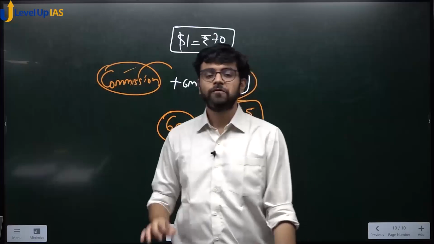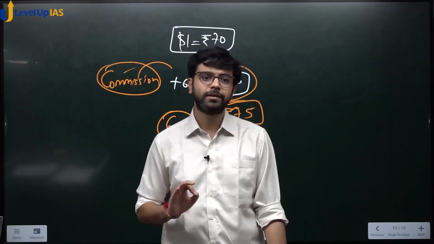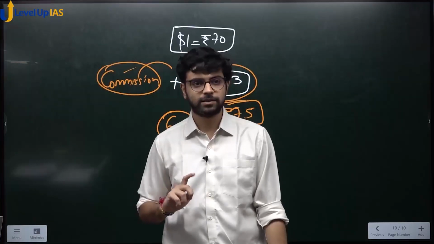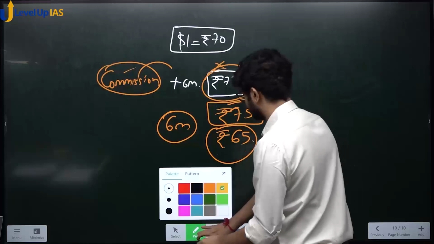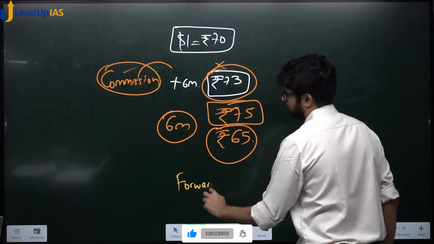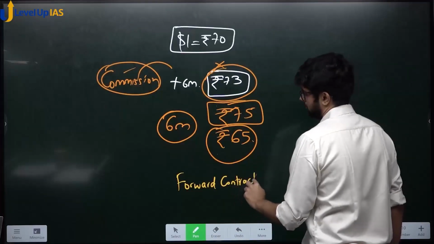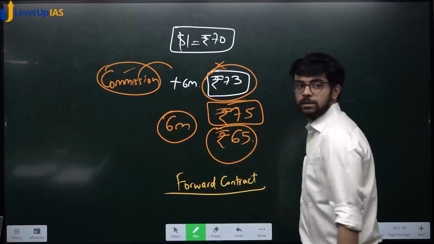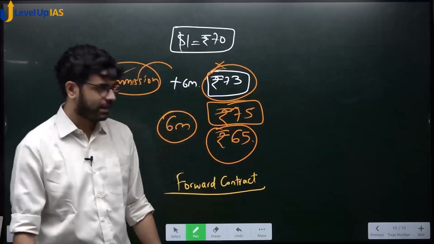Okay? When am I agreeing to the rate? Today or after 6 months? When is the agreement happening? For the rate after 6 months. Very important. This is called a forward contract. This is normally done with banks and financial institutions.